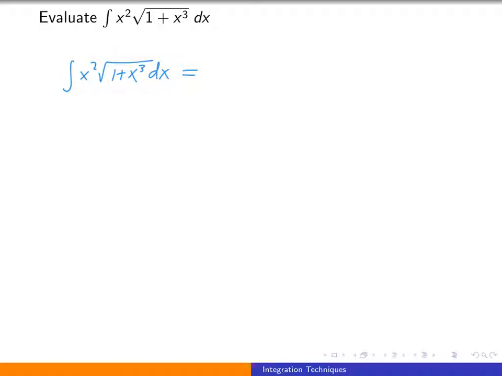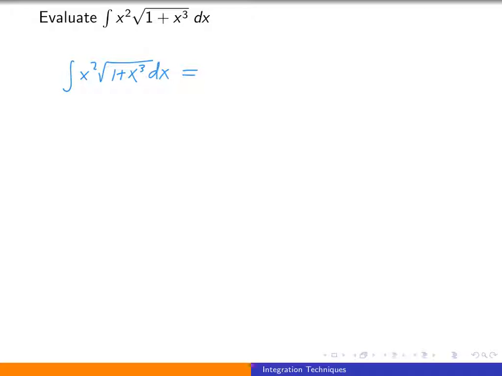For this example, we would like to evaluate the indefinite integral of the function given here. Now, the key observation that we can make to get started is this is exactly the type of thing we would like to apply the substitution property to. We see that we have this inside function, 1 plus x cubed.